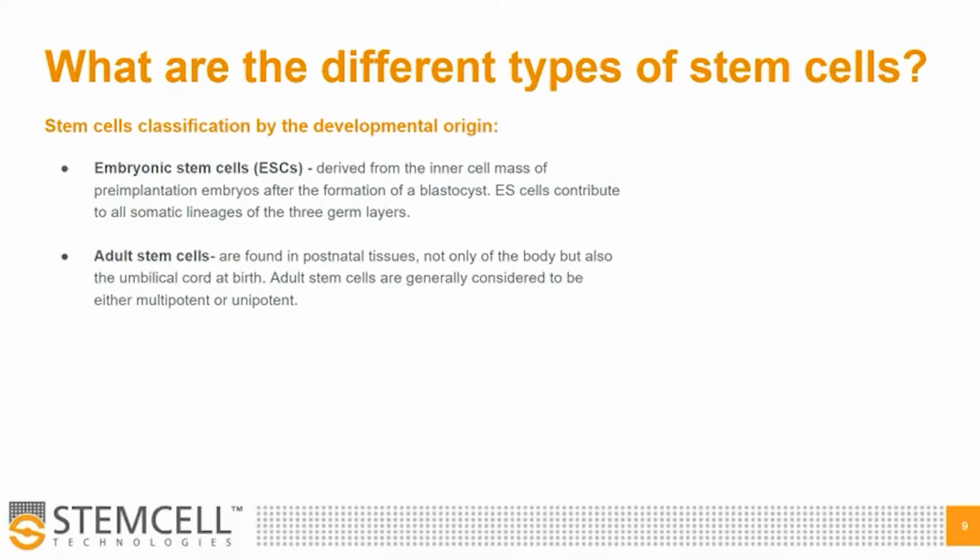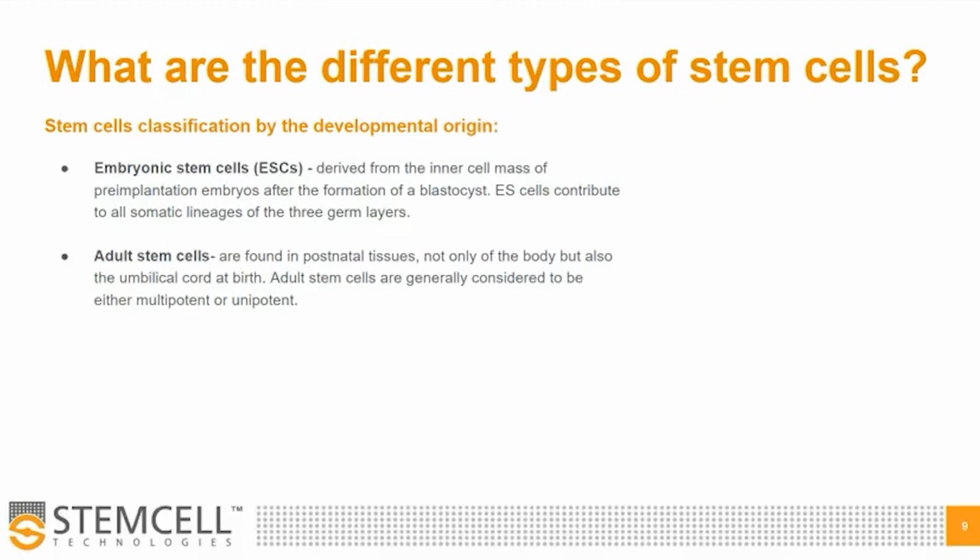If the ICM is removed from its normal embryonic environment and cultured under appropriate conditions, the ICM-derived cells can continue to proliferate and replicate themselves indefinitely and still maintain the developmental potential to form any cell type in the body. These pluripotent ICM-derived cells are embryonic stem, or ES cells.